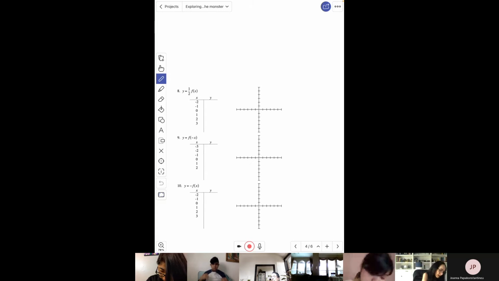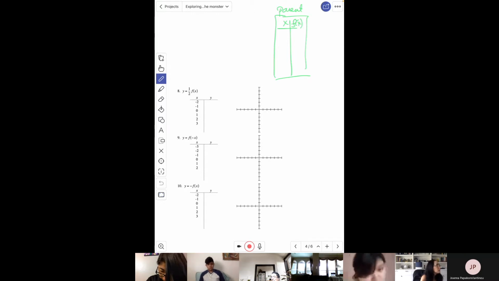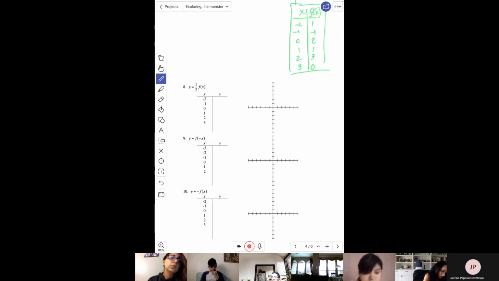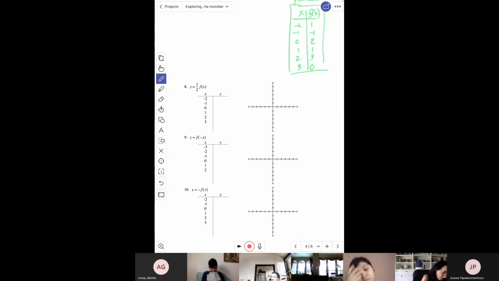I am going to write the parent function values at the top. So this is for the parent. I should have these memorized by now, but I don't. -2, 1; -1, -1; 0, 2; 1, 1; 2, 3; 3, 0. So those are the parents. And then I'm going to graph the parents on each of these just for you.